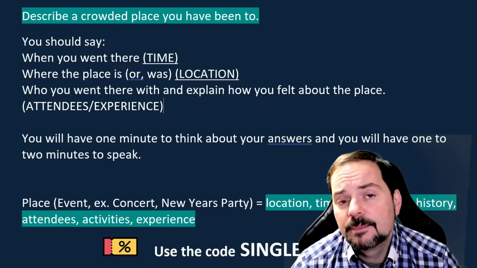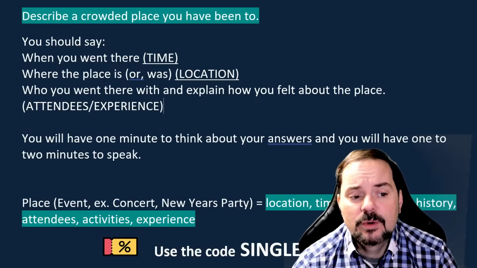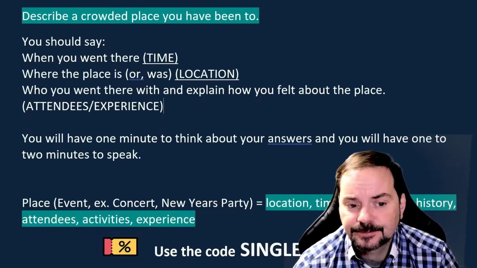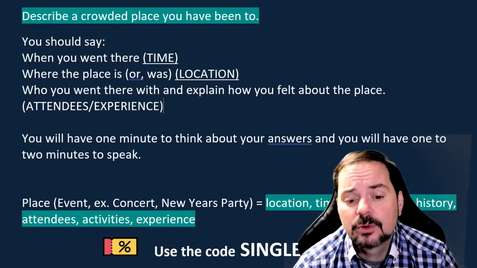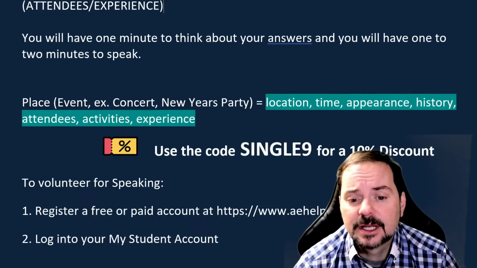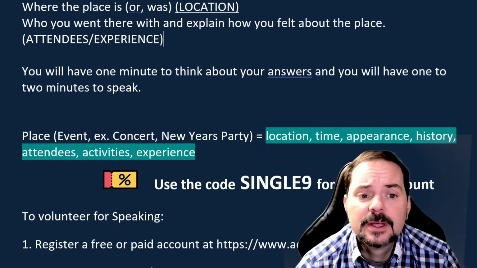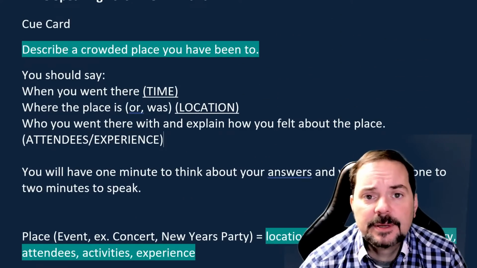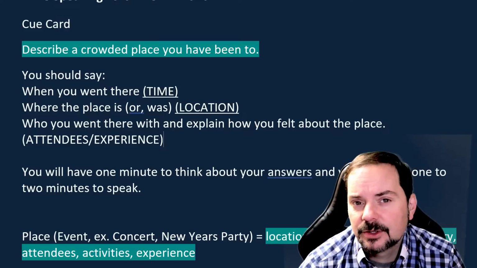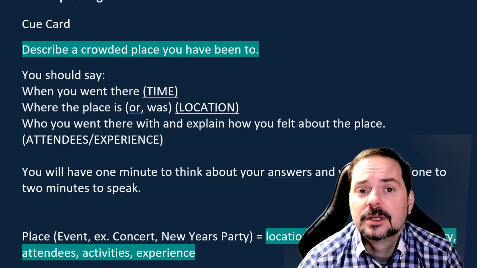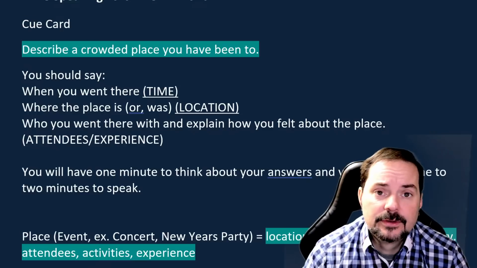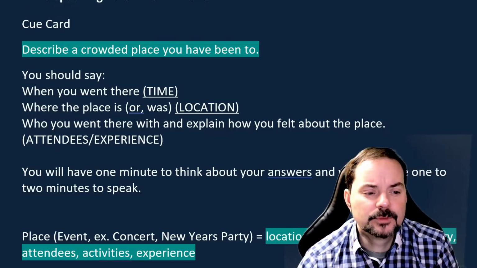Now, there's one important piece missing from the questions that you see here, and that's the activities. So this is why it's so important that you know these elements like location, time, appearance, history, because the appearance, the activities, you don't really see it in the questions here, but it's certainly a good idea to include those to make sense of this location.